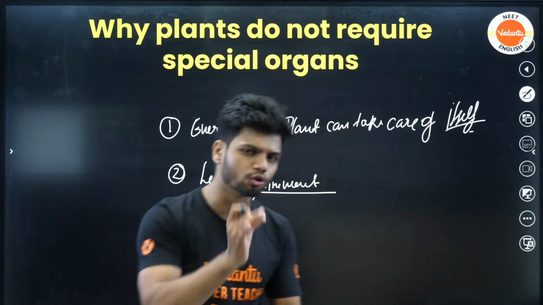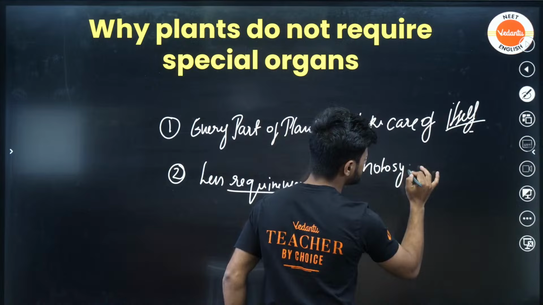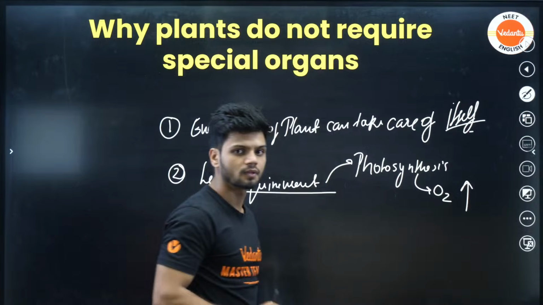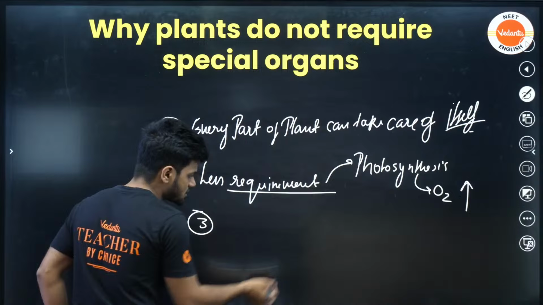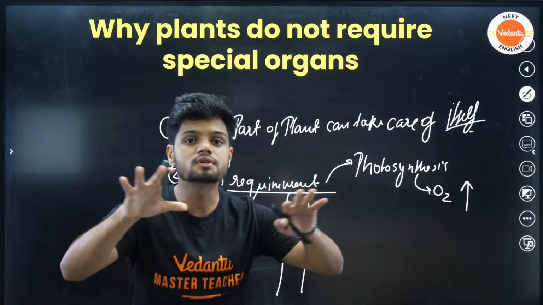And if you also know, during photosynthesis oxygen is released. So plants will use the same oxygen. Yes, that is the reason they do not require a special organ. And the third point why they don't require one is because most of the oxygen moves by diffusion.